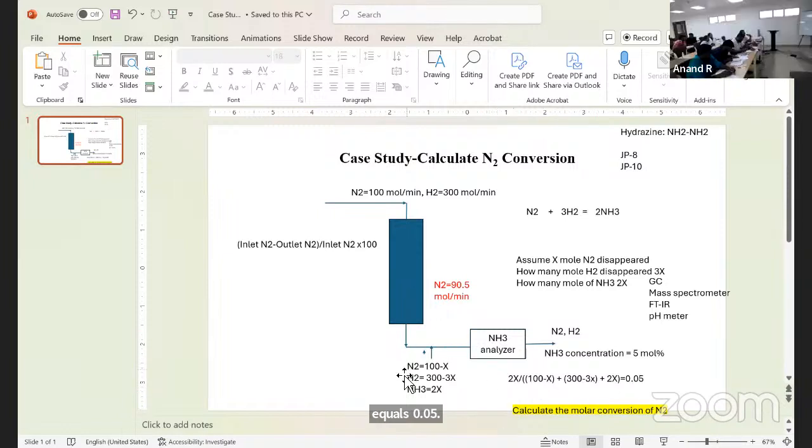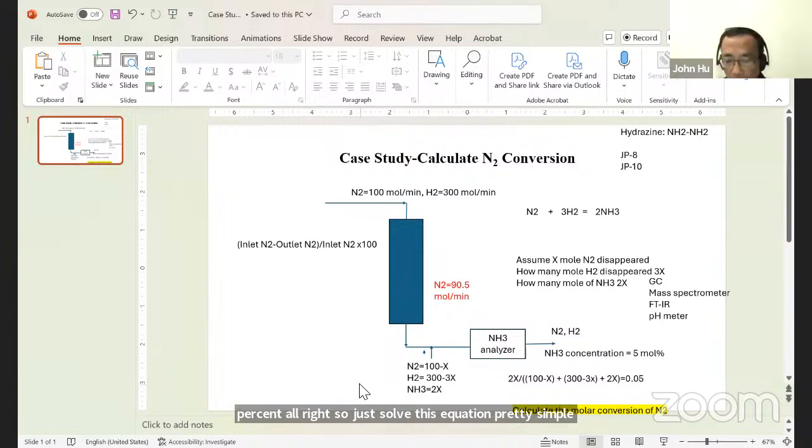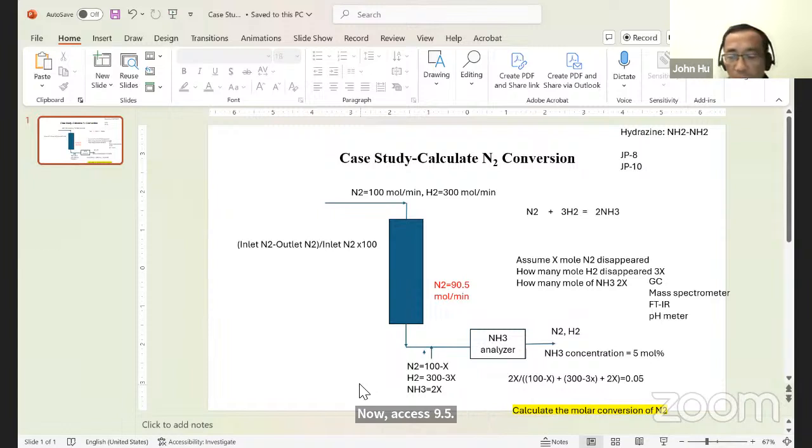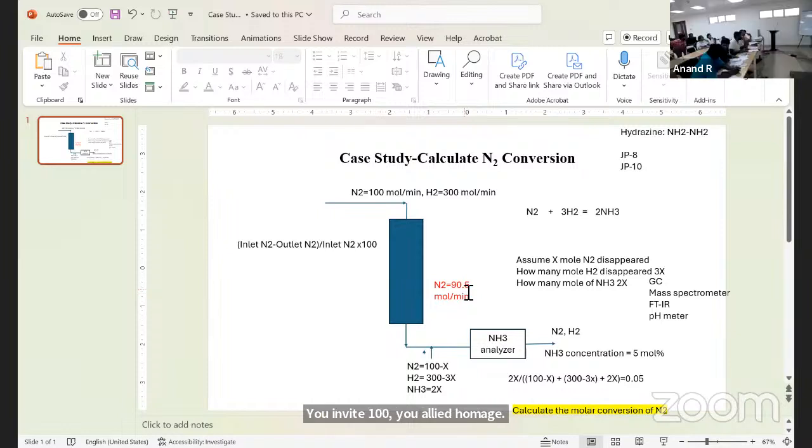Sir, X value is 9.5. Thank you, that's it. Okay, now X is 9.5. See what the conversion is, this is the definition. You inlet 100, you outlet how much? 90.5, all right? Yes, sir. What's the conversion?